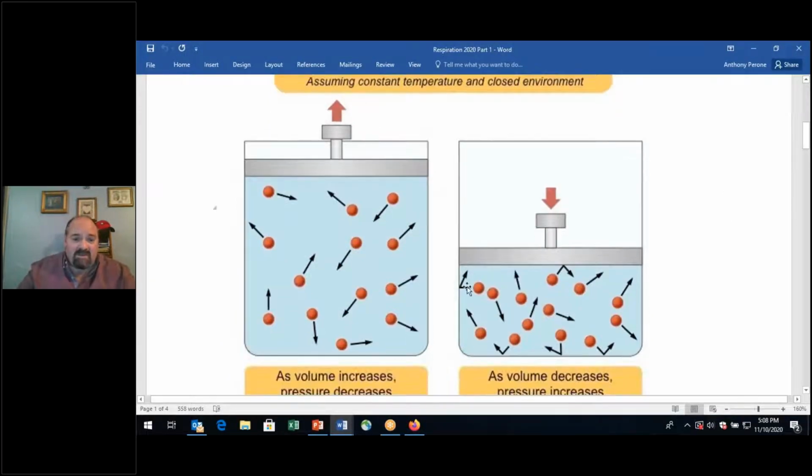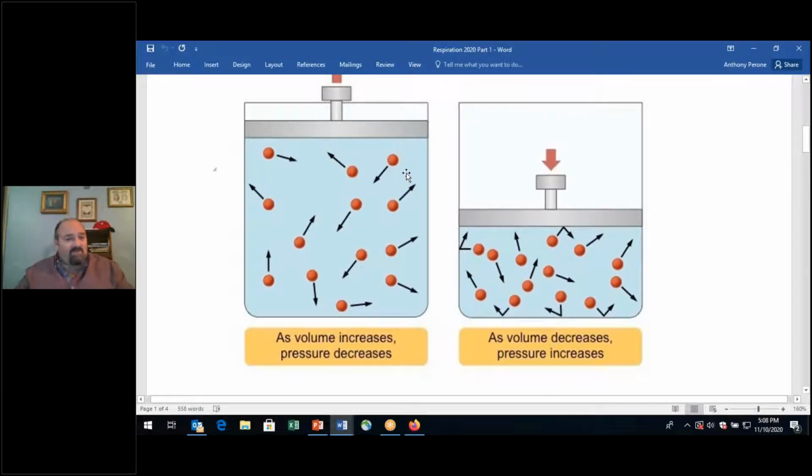And again, you'll see here it says assuming constant temperature and a closed environment. And so what we're looking at here is a closed environment, okay? Representing the lungs, but it's just a container, and it's a container that we can change the volume of, okay? So if we have a higher volume, there will be a lower pressure. So as the volume increases, the pressure decreases. This is a key, important, crucial point to understand as far as pulmonary ventilation is concerned. As volume increases, pressure decreases. As volume decreases, pressure increases. Again, volume and pressure are inversely proportional. So it's important to keep that in mind.